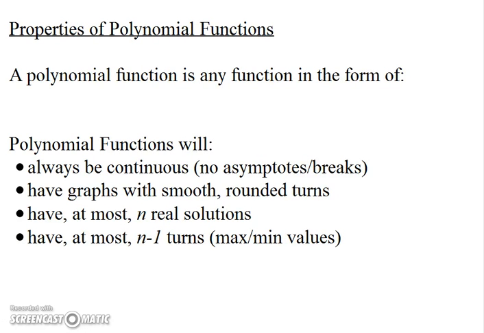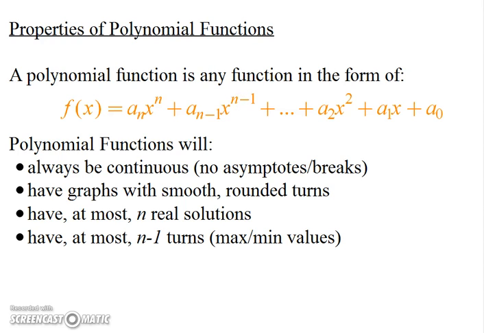Alright, so first of all, properties of polynomial functions. A polynomial is any function in the form of f of x equals, and this is the strict notation, but basically you've got some term with some coefficient, variable, and power. We've seen that before. And then we go down in power, the second biggest power, and so on all the way down to some constant at the end.